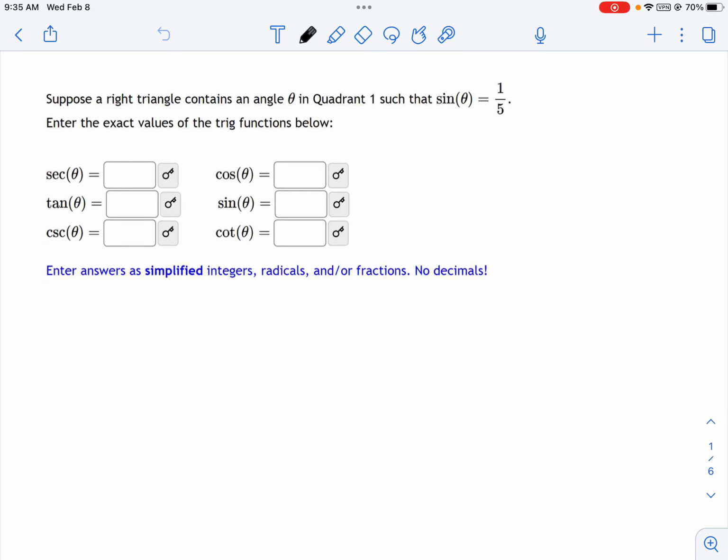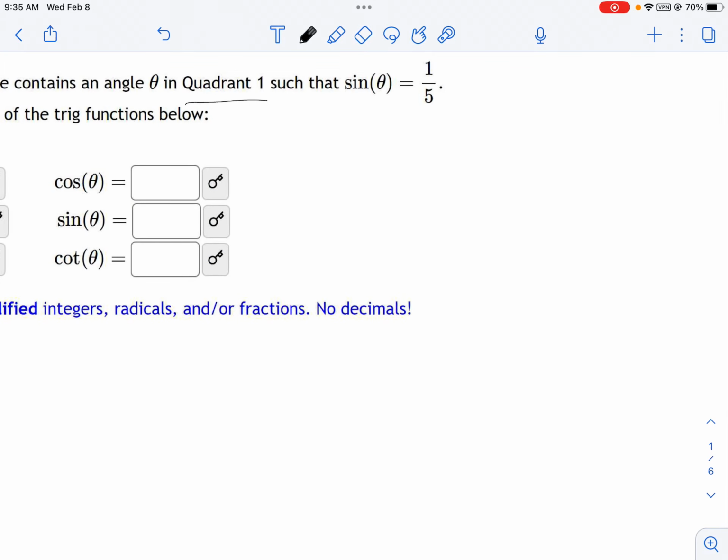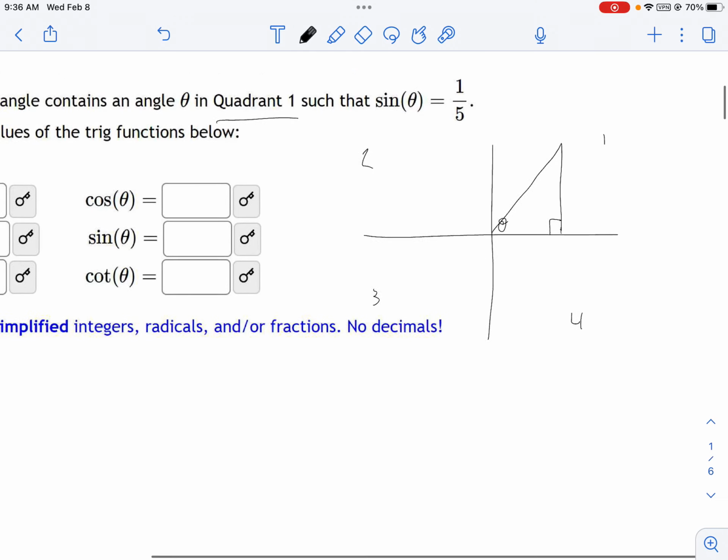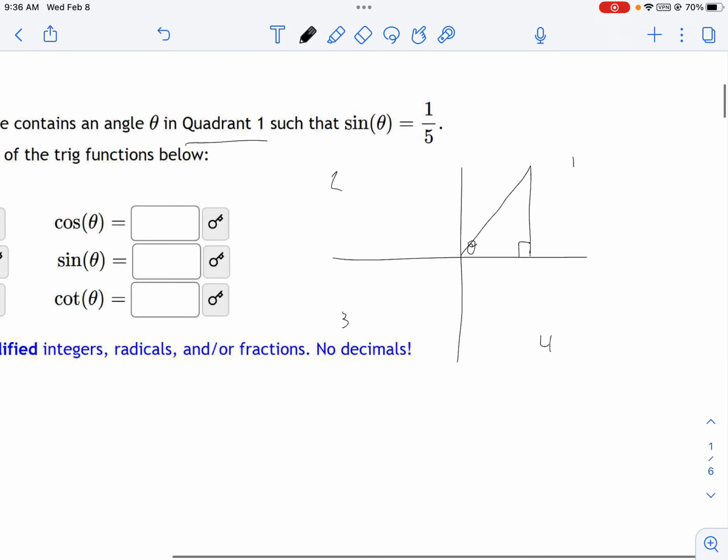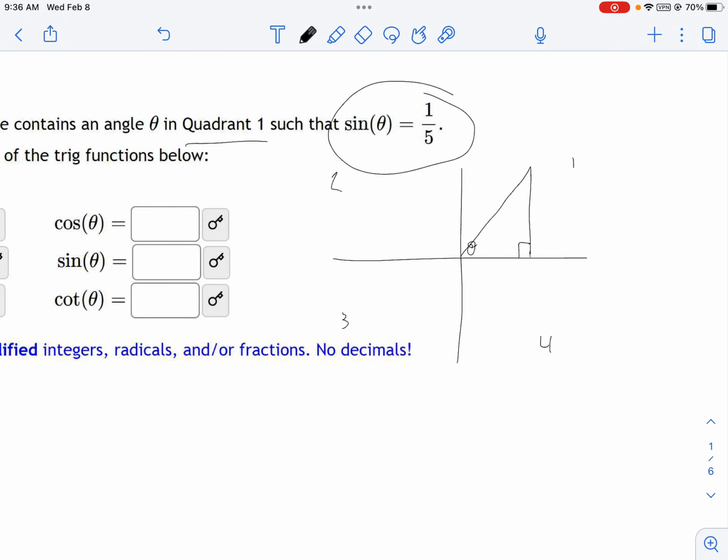If you may not remember, quadrant 1 is, of your four quadrants, 1, 2, 3, and 4, that top right quadrant. If you have a triangle in the first quadrant, theta is always close to the origin. Here's your right angle. Now we're going to find sine of this triangle. We're told sine, and from our angle theta, we have a side ratio of 1/5.